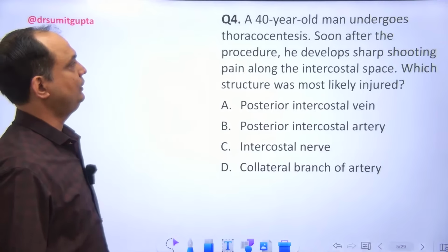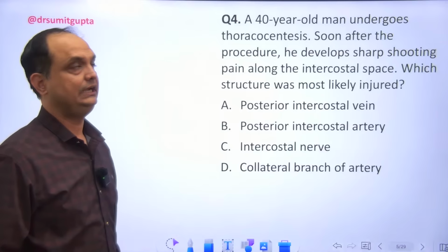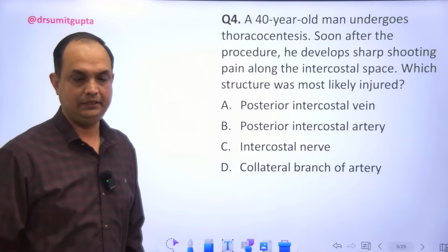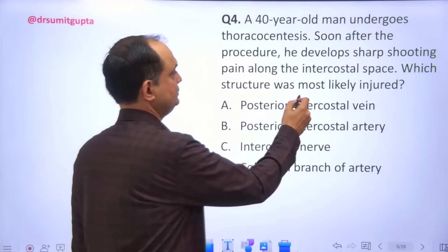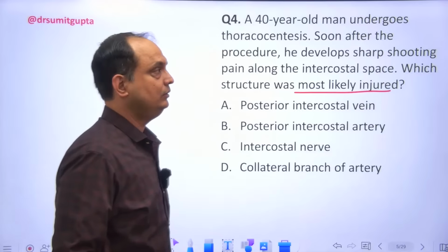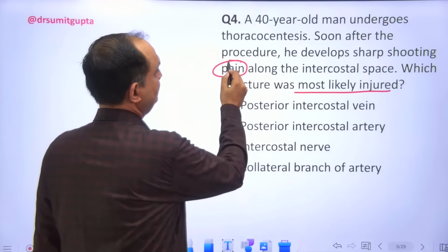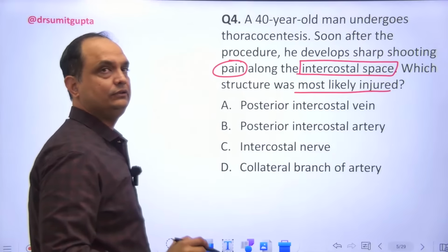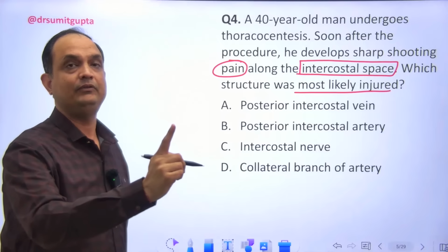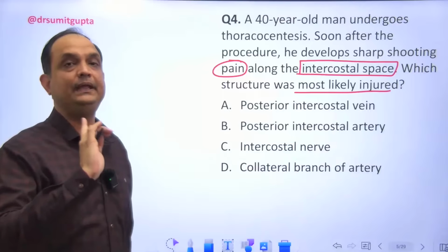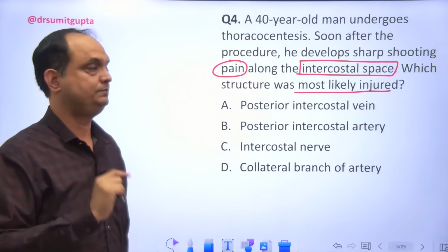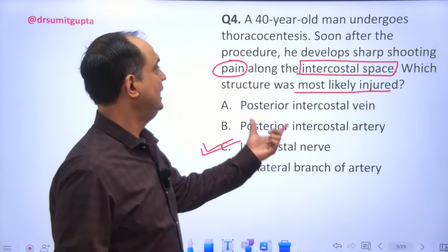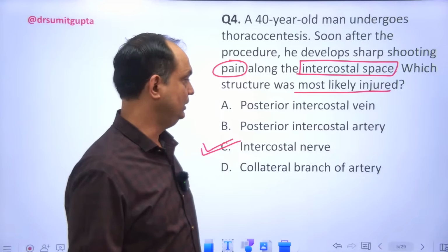Now the next question is, a 40-year-old man undergoes thoracocentesis. Soon after the procedure, he developed sharp shooting pain along the intercostal space. Which structure is most likely injured? Now here we are dealing with the pain which is along the intercostal space. Now dear students, you have to understand that whenever there is a problem with the intercostal nerve, the pain is present in that particular whole space. So it is a direct question that there is an injury of the intercostal nerve, and that's why there is pain along the whole space.